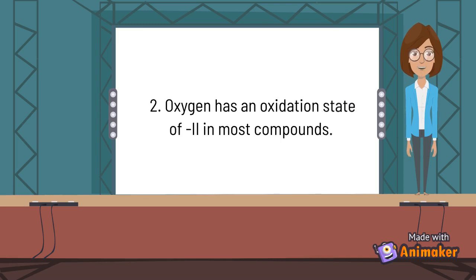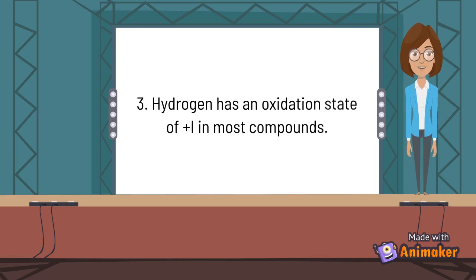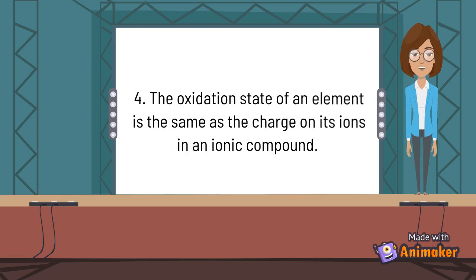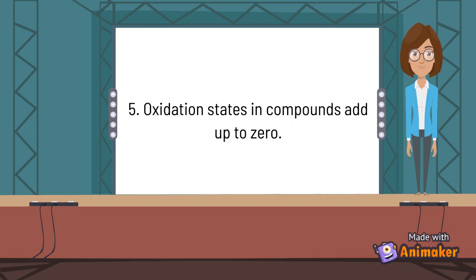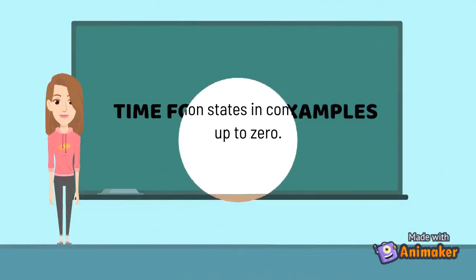2. Oxygen has an oxidation state of -2 in most compounds. 3. Hydrogen has an oxidation state of +1 in most compounds. 4. The oxidation state of an element is the same as the charge on its ions in an ionic compound. 5. Lastly, oxidation states in compounds add up to 0. These rules will help you to determine the oxidation state of a compound.